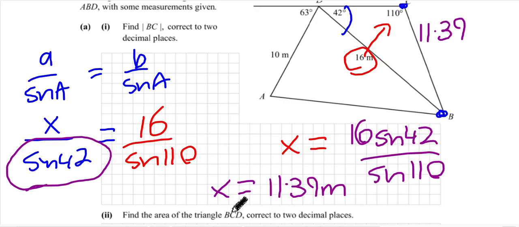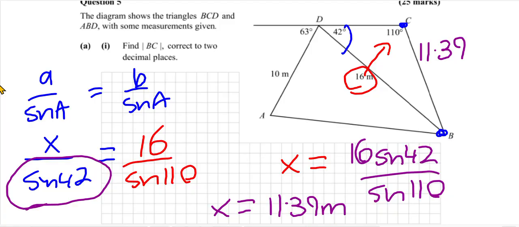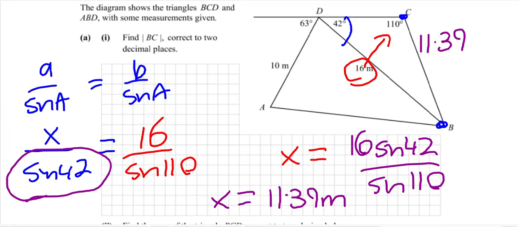Alright guys. Next question. Find the area of BCD. Which triangle are we talking about when we're talking about BCD? The same one, alright? Now here's the deal with this one. Do we know this angle here? See this blue angle down here? Is there any way of finding out what angle that is?